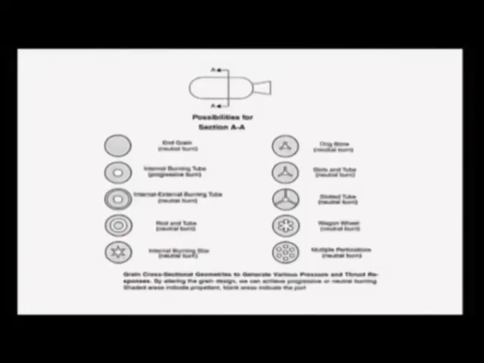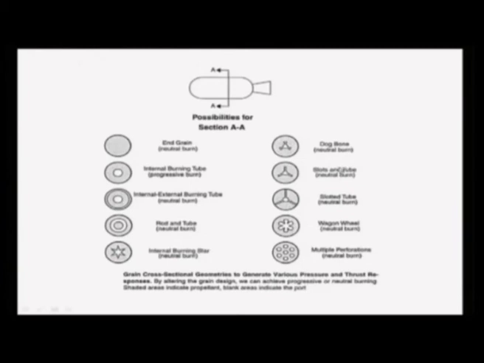Now, with this background of grain configuration, let us look at some of the grain configurations which are typically used. Here I have some schematics of certain grain configurations. This is for a neutral burn, end burning grain completely filling up. Then we have a dog bone, a shape like this, which will also give us neutral burn. This internal burning tube, where we have a hollow cylinder going in, gives a progressive burning. It will start to burn from here and the area will increase. So, this is progressive burning.